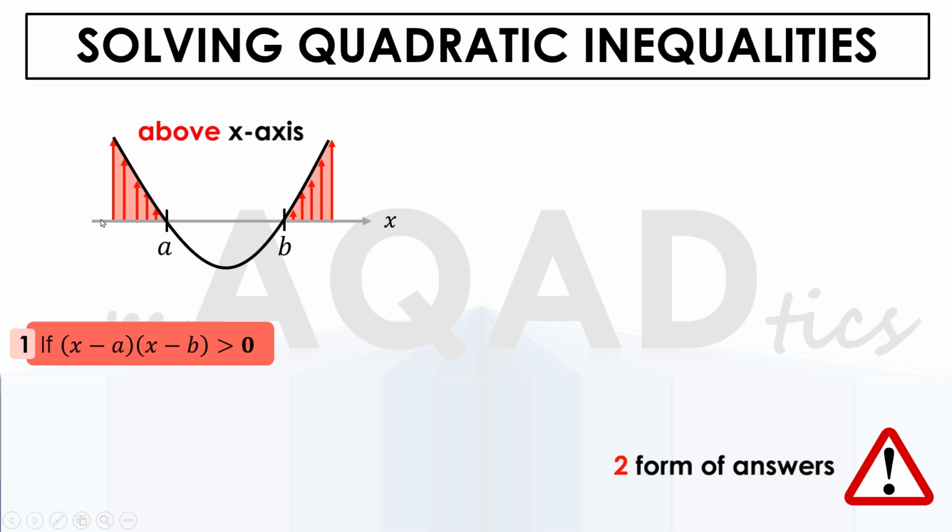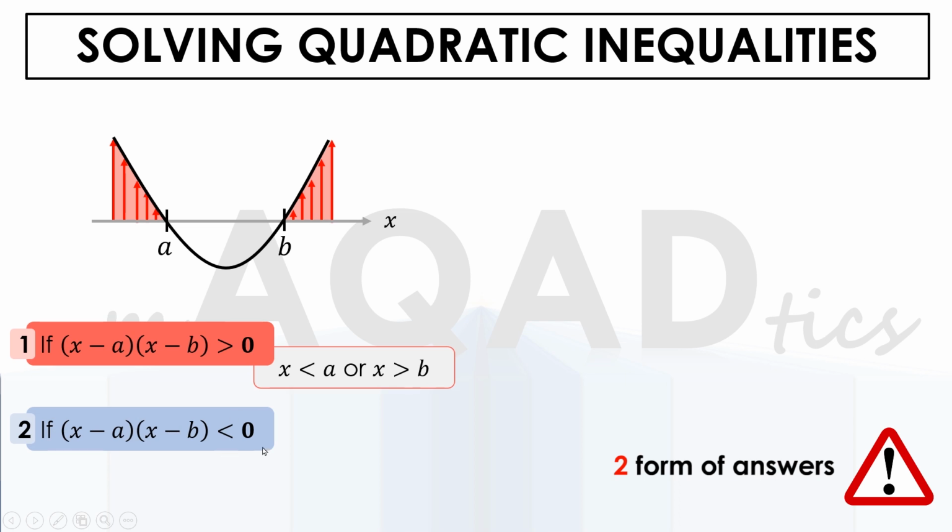So this part would be the x values which is less than a, and this part would be the x values which is more than b. So our answer would be something like x is less than a or x is more than b. Alright, so what about less than 0? Less than 0 would be the opposite, which is the part of the curve where it is below the x-axis, which is here. So our x values would be between a and b. So our answer would be something like x is between a and b. So these are the two forms of answers.